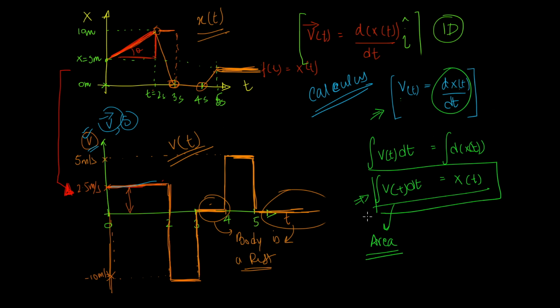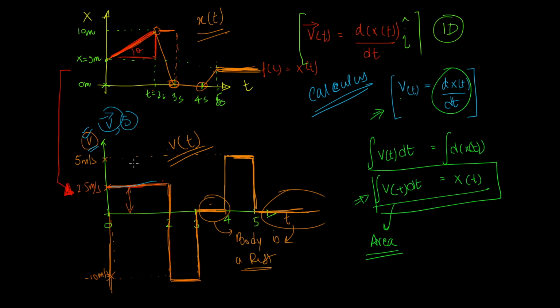So this integral sign comes from calculus again. It basically means that if you want to know what x as a function of time is, you must evaluate the area at different time intervals. So the area is what we are evaluating in the v versus t graphs, not the x versus t graph.